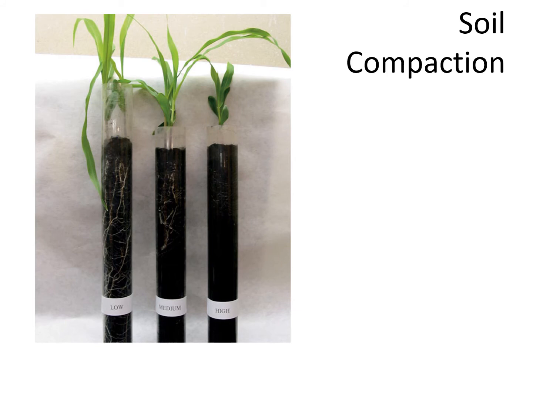Here's a study with corn plants. You can see the low compaction soil. Roots are growing all the way to the bottom of the test tube. Medium compacted, they're about halfway down the test tube, but you start to see some stunted growth. And then in the high compaction, you see this little tiny stunted plant.